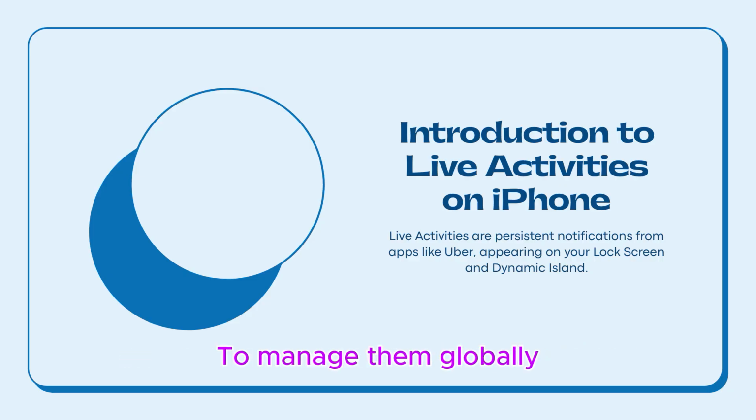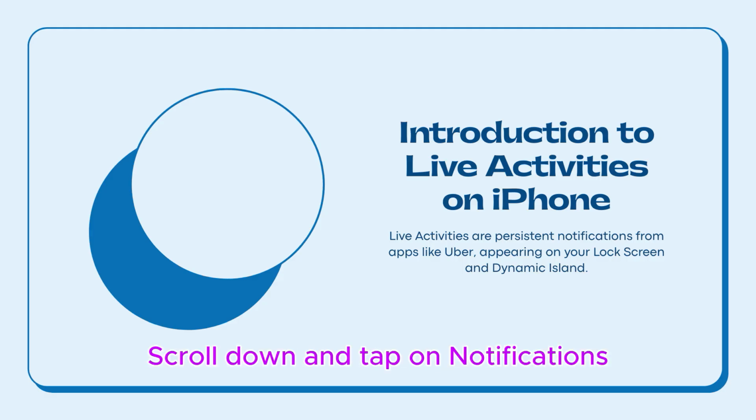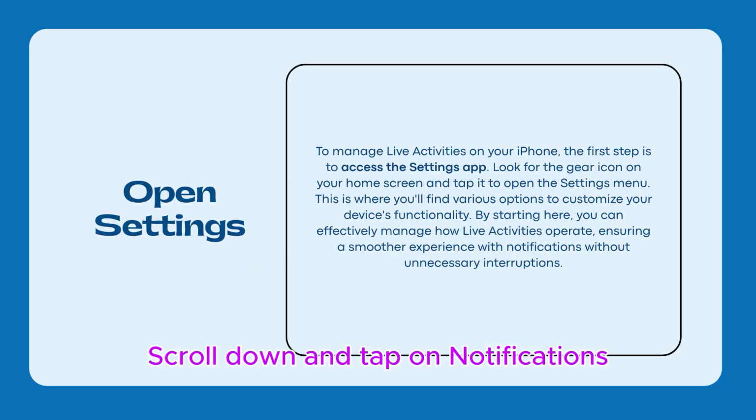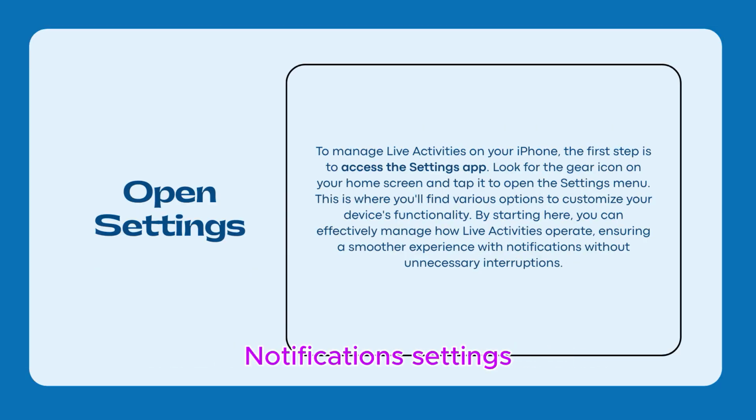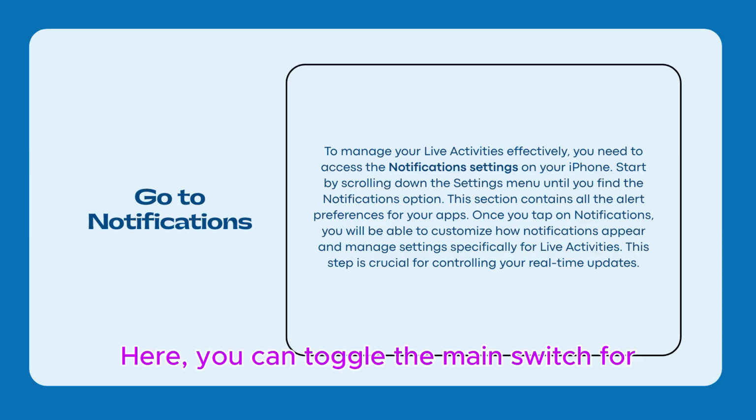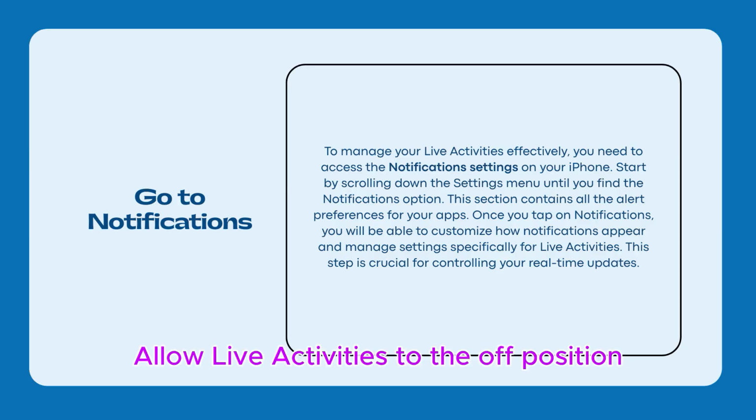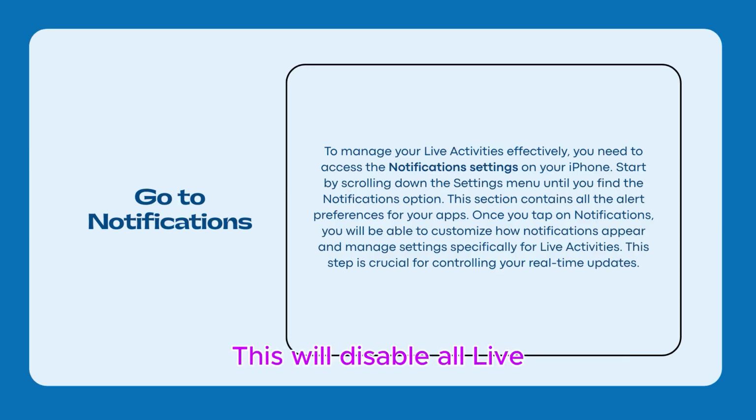To manage them globally, open the Settings app, scroll down and tap on Notifications. At the very bottom of the notifications settings, you will see an option labeled Live Activities. Tap on it. Here, you can toggle the main switch for allow live activities to the off position. This will disable all live activities across your iPhone.